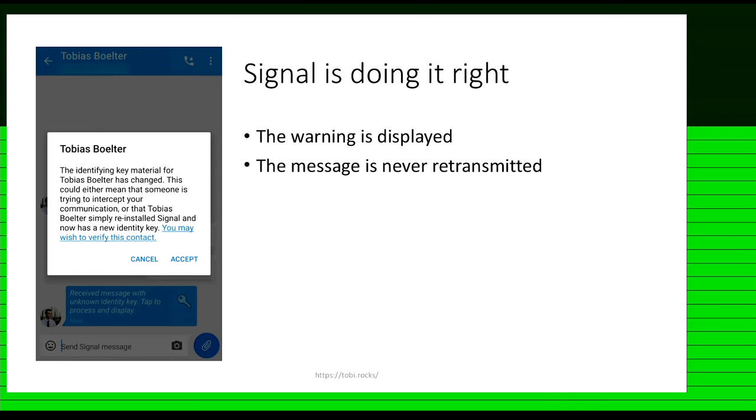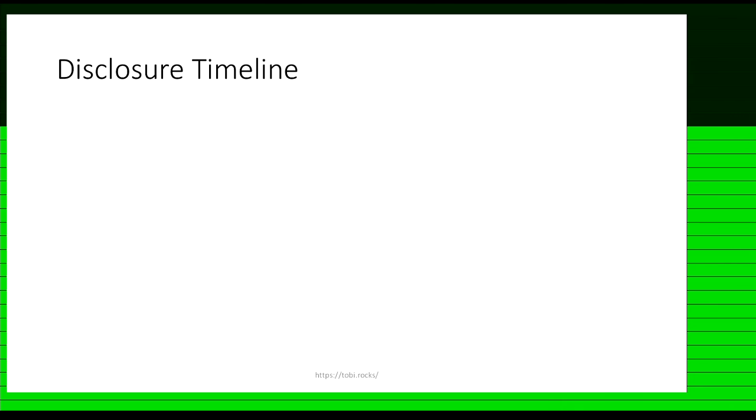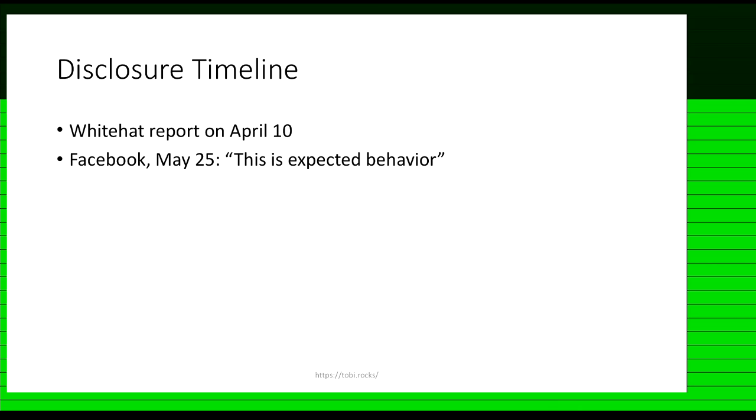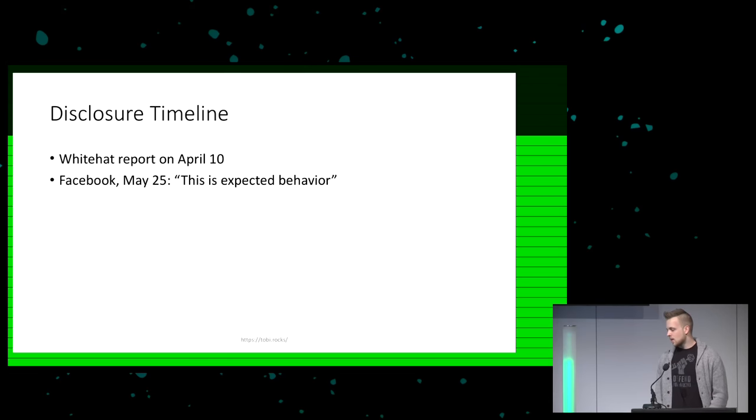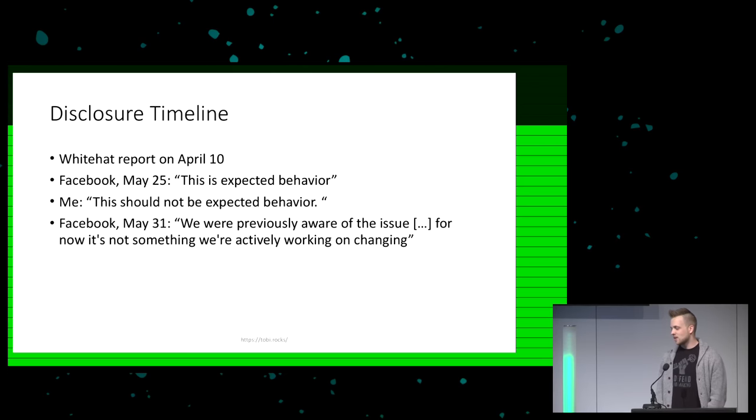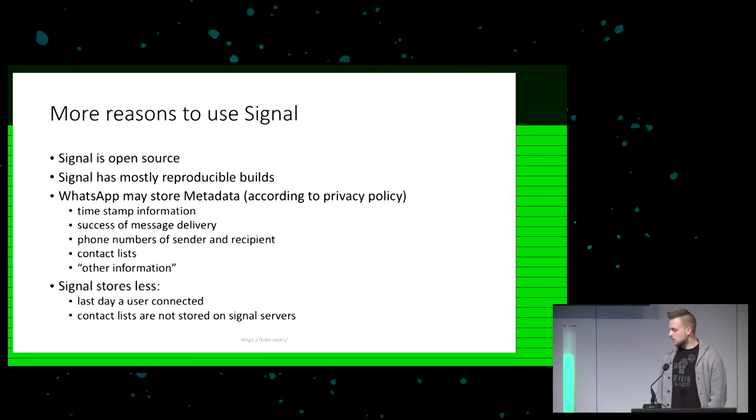and there's absolutely no reason to automatically retransmit the message, not even from a usability perspective. Yeah. So I disclosed this flaw to Facebook, which now owns WhatsApp, in April. They said this is expected behavior. I said this shouldn't be expected behavior. And then they acknowledged the flaw, but they are not working on changing it. Yeah, and 2 days ago, it was still not fixed.